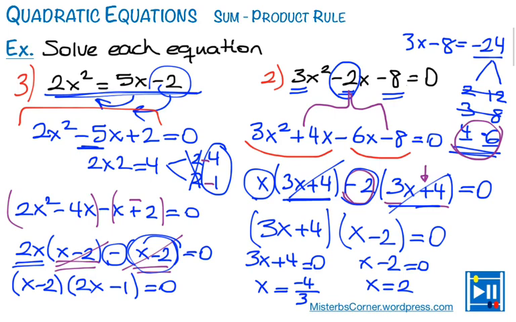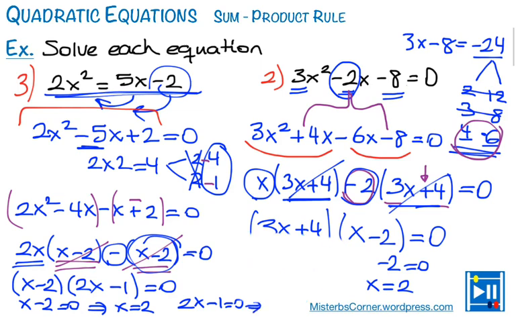Remember that. Now, x minus 2 is 0. This means x is 2. And then 2x minus 1 is 0. Well, this means, let me get rid of this bit now, x equals 1 over 2. Right, so this is how we solve quadratic equations by the sum and product rule.